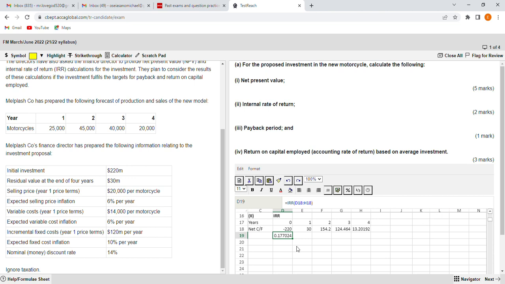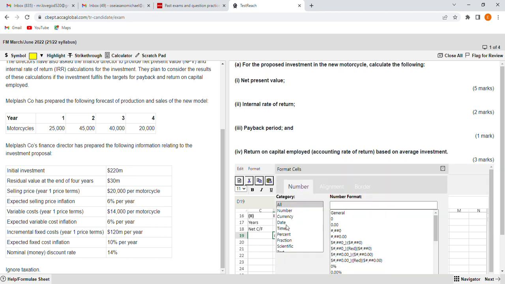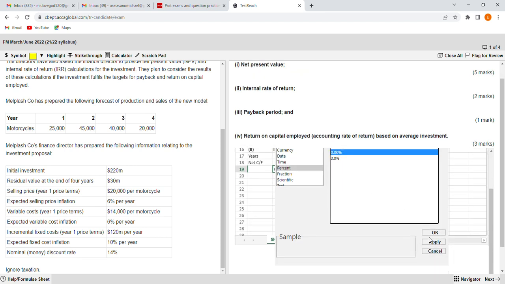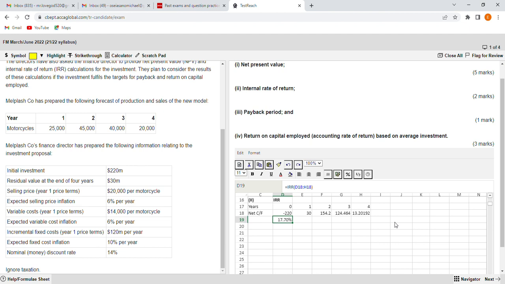So you come here, you press the two zeros here, custom, percent. So let's do it to 2 decimal places. Press OK. So 17.7%. So that's the IRR. You don't have to do any guessing or any cash flow. When you check the answers, you're going to see it. Are you getting it?